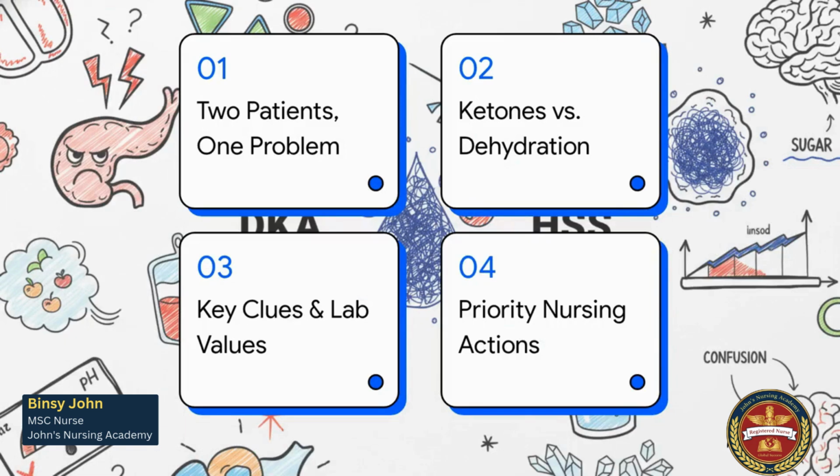It is absolutely critical for giving the right care and for crushing that exam question. So, here's our game plan. First, we'll look at the typical patient profiles for DKA versus HHS. Then we'll get into the nitty-gritty of why they're so different. It's all about ketones versus dehydration. After that, we'll break down the specific lab values and clues you've got to know. And we'll wrap it all up with the most important part, what you need to do first as the nurse.